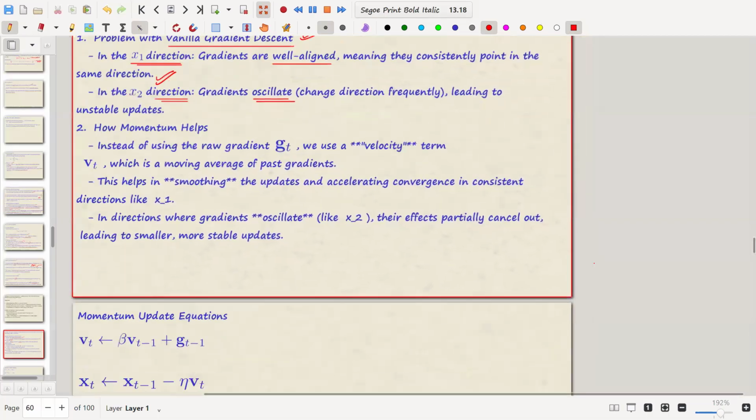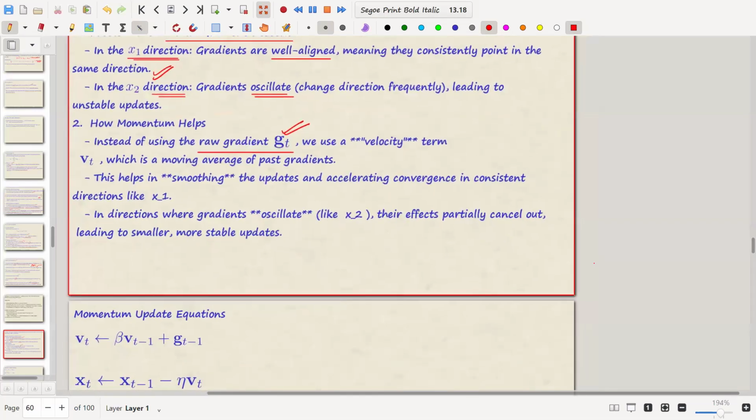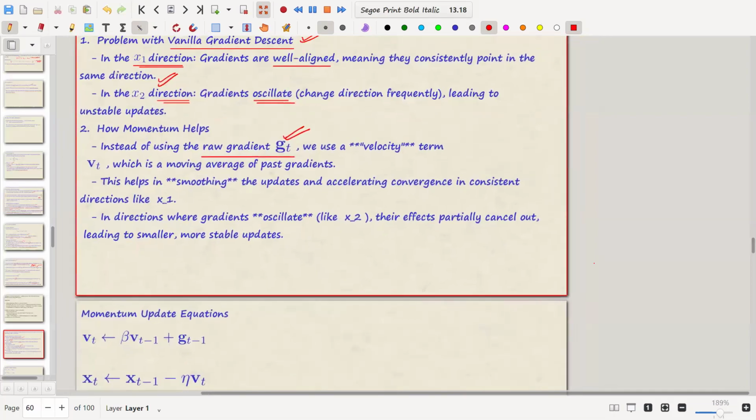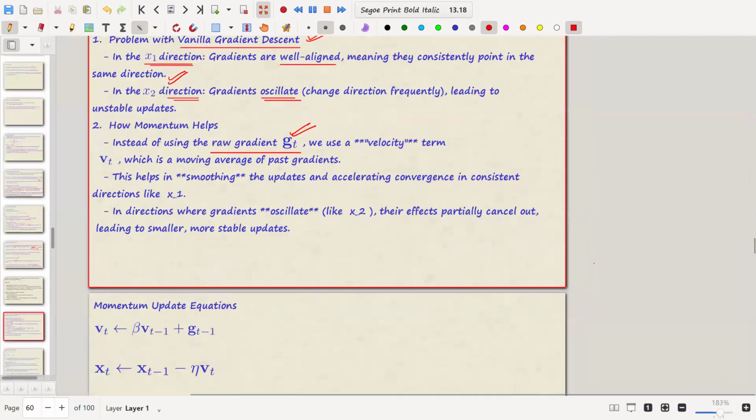So instead of the raw gradient, you see how the words are there, raw gradient. Instead of the raw gradient g_t, we use a velocity term, that is v_t. This should motivate you why we chose the variable to be v, not some capital G or something else. v is like velocity, coming from momentum, mass times velocity. It is a moving average of the past gradients. This helps in smoothing.